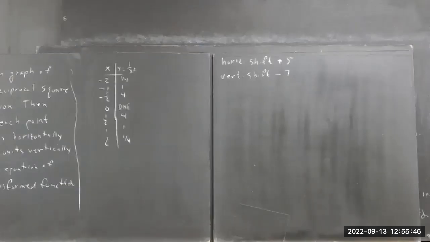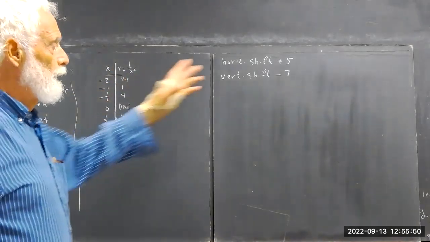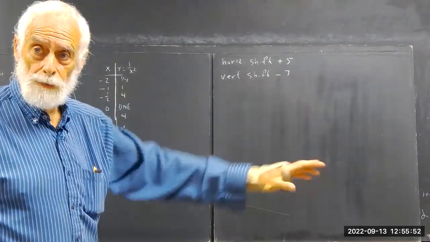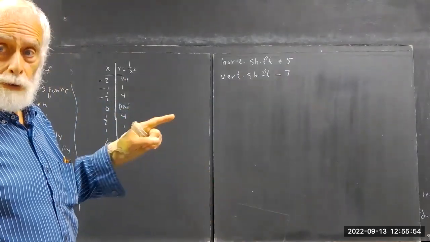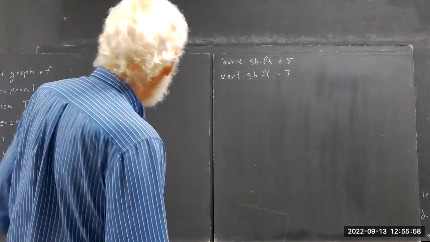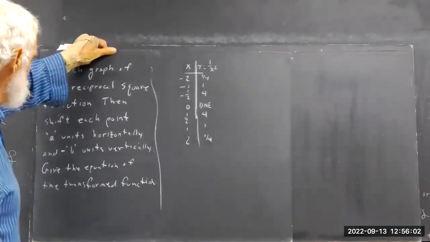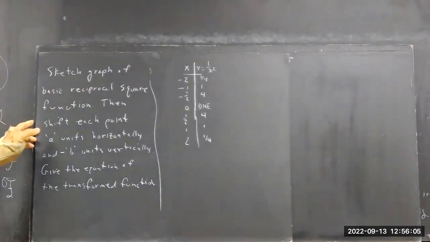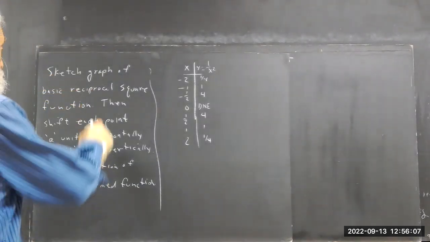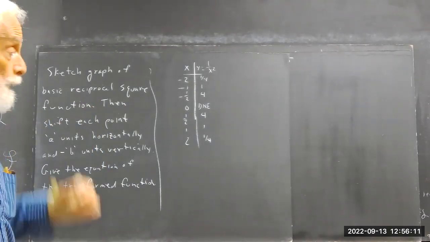Okay, so what we're doing is sketching the graph of the basic reciprocal function, horizontally shifted some distance and vertically shifted some distance. The horizontal shift will be positive, the vertical shift will be negative. The instruction says to sketch a graph of the basic reciprocal function. Well, you kind of want to start with that.